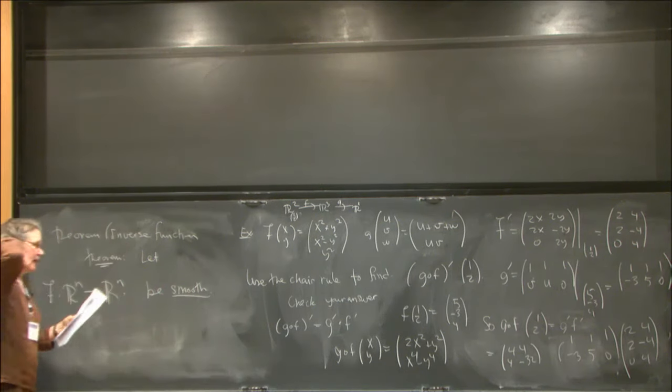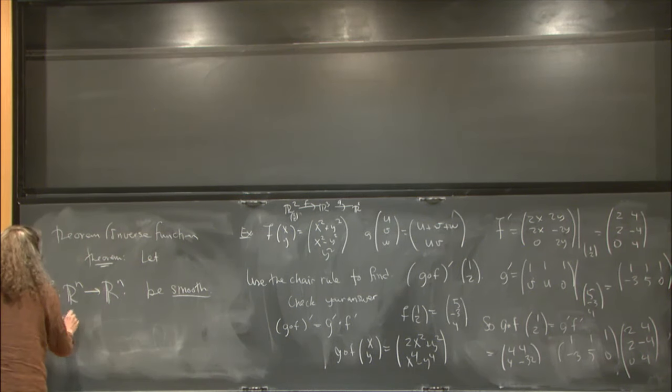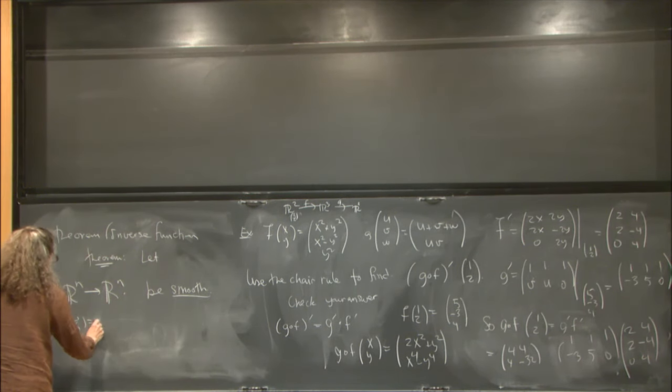So smooth is going to mean that all the partial derivatives exist. Partial derivatives of all orders exist. So suppose we have a smooth map of this form, and say that f of x naught equals y naught.